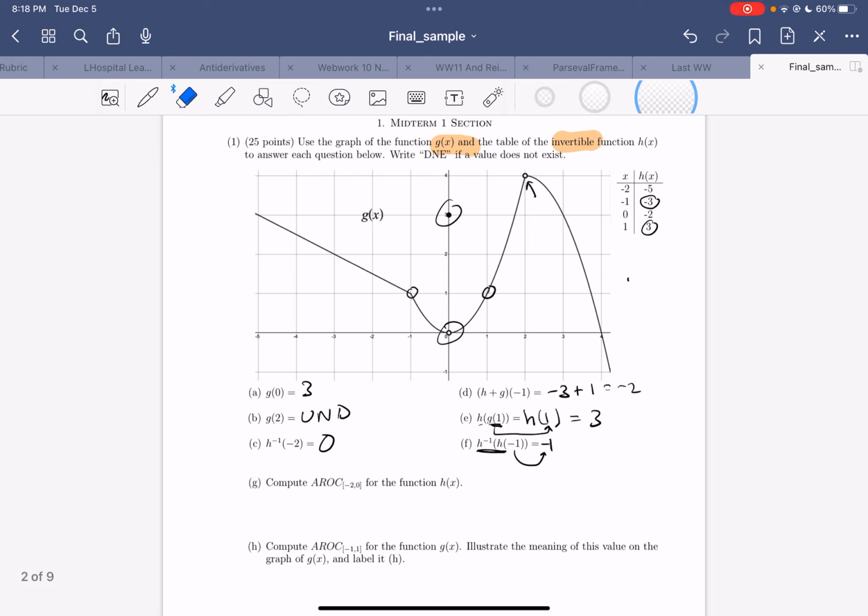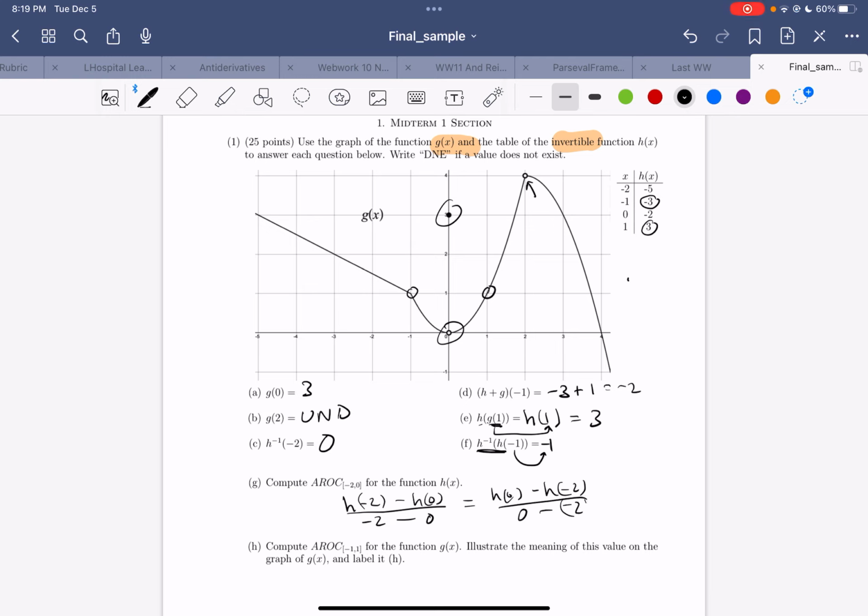Okay, let's compute the average rate of change from negative 2 to 0 on h of x. So this is h at negative 2 minus h at 0 over, I guess I should actually go the other way. It doesn't matter as long as you're consistent, so don't worry about it. You can do that, or you can do this. Both of them work. You just have to be consistent, meaning same x values, lined up.